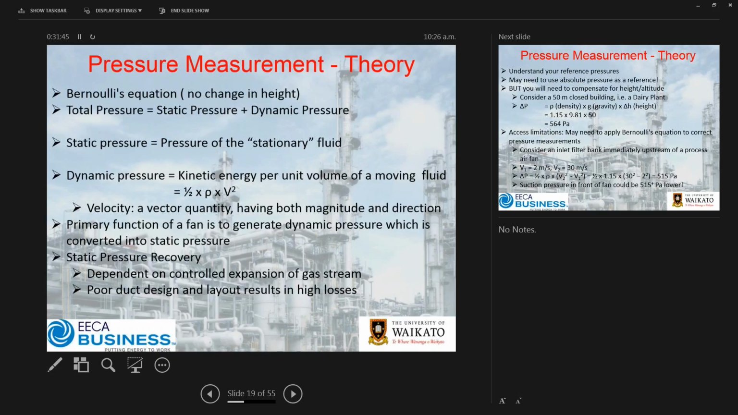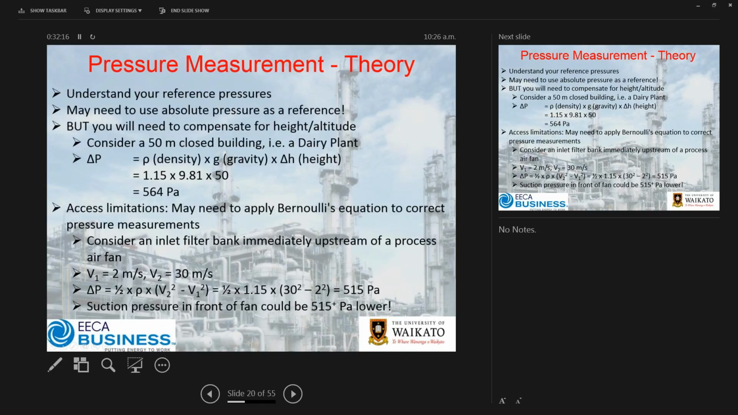So depending on how well we control the expansion of our gas stream after our fan is going to determine how much of that dynamic head gets converted to static head, as opposed to gets lost in inefficiencies and turbulence, in terms of the eddy dissipation as the flow tumbles down the duct. So if we have a poor duct design and a poor layout, we're going to have high losses and low static pressure recovery.